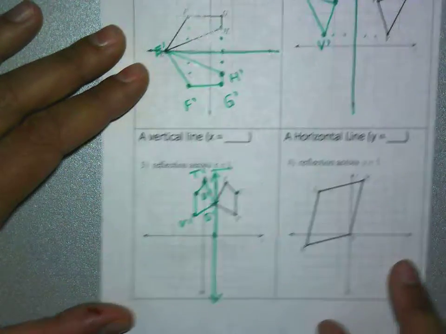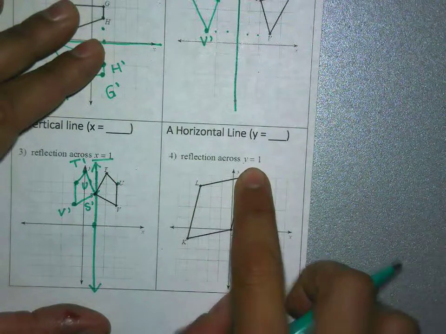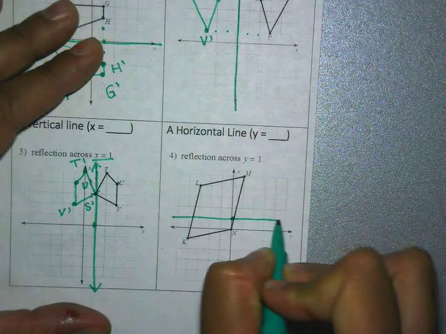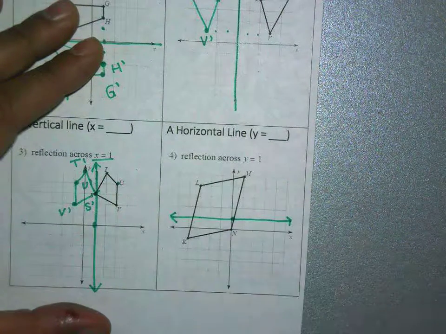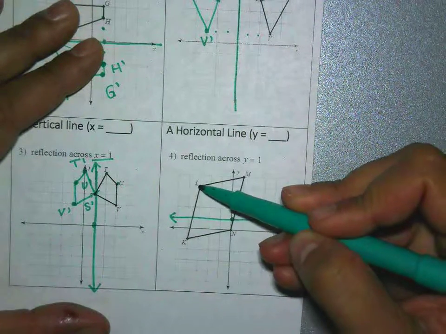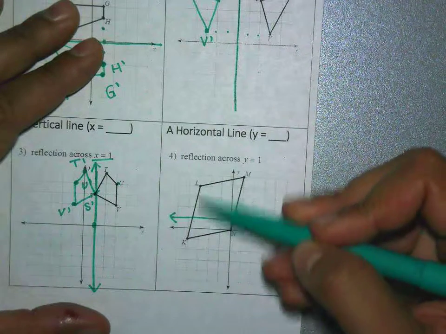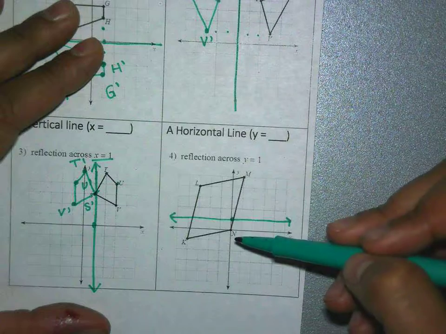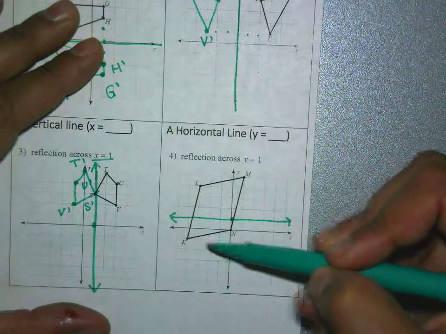In our last example, we're going to reflect across a y equals equation. So y equals 1 is here. This one will be a little bit different, and I'll show you how. You're going to notice that we have points above and below this line. So the image is on top of this line. That's different from what we've done so far. You're still going to use the exact same logic.